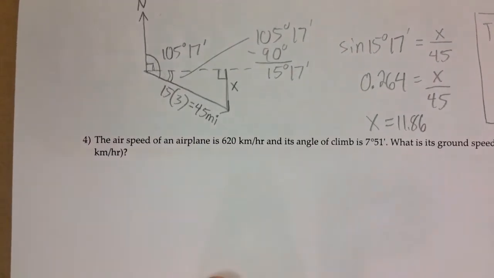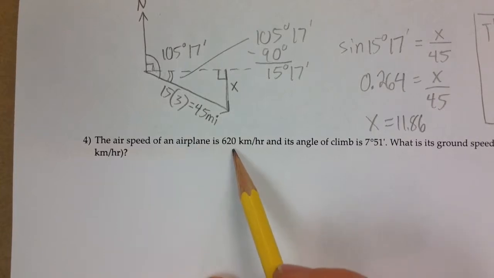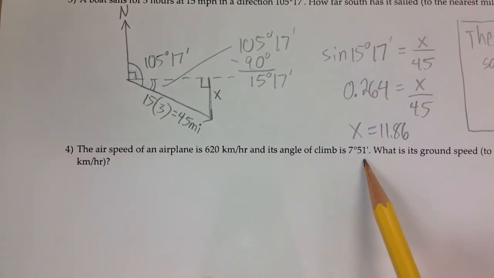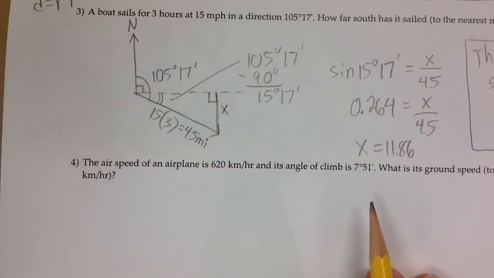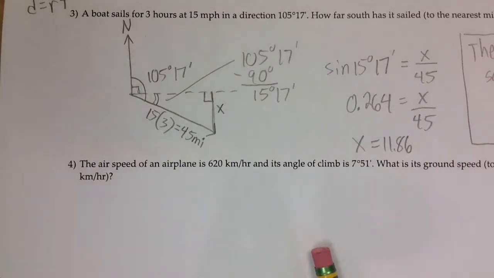Joking. The airspeed of an airplane is 620 kilometers per hour, and its angle of climb is 7 degrees 51 minutes. What is its ground speed? Have you ever been in a plane in which, in front of you, there is a screen, and you can choose to see the diagnostics or the statistics of flight? How far you are, and airspeed, and ground speed. Anyway, these things exist. It depends on the plane. But some planes have them.